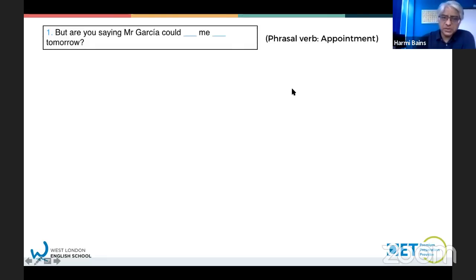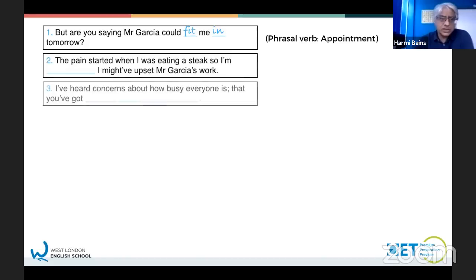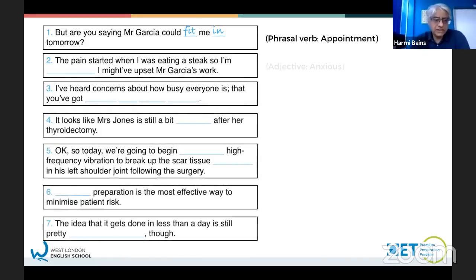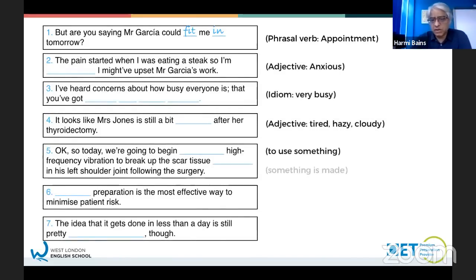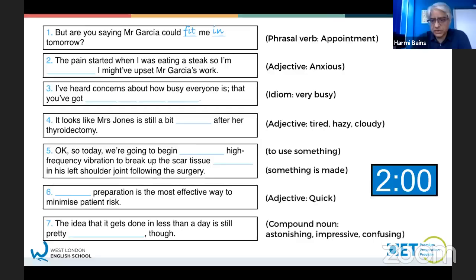Feel free to type your answers into the chat. The answer with this question is fit in. Can you fit me in? So we often do that. We use this phrasal verb when making appointments. Okay, guys, these are the other questions, 2, 3, 4, 5, 6, and 7. These are the clues on the right-hand side of your screen. You've got 2 minutes and the clock is ticking.